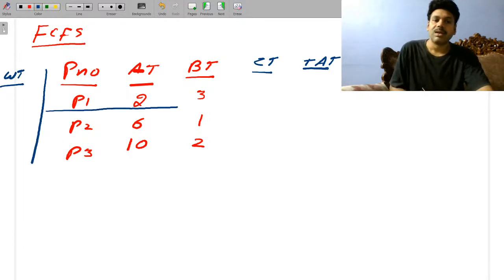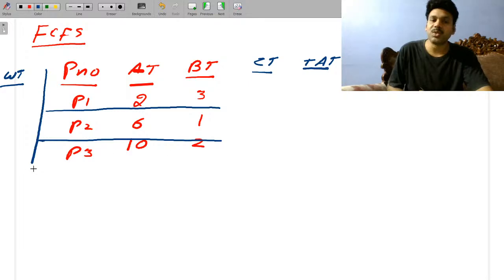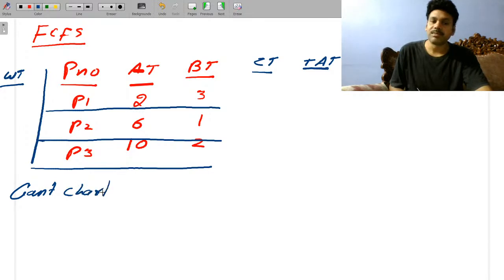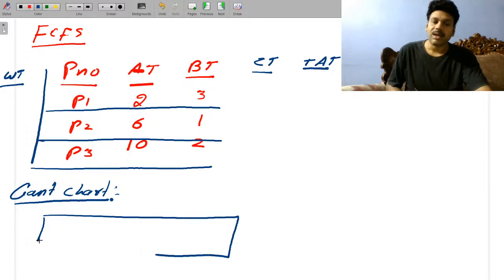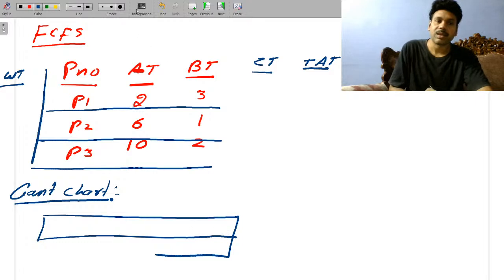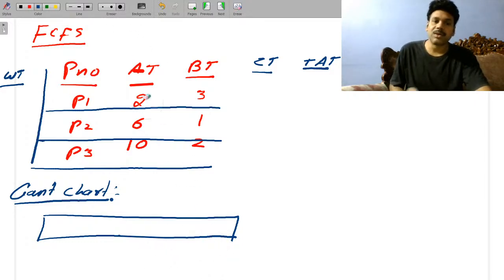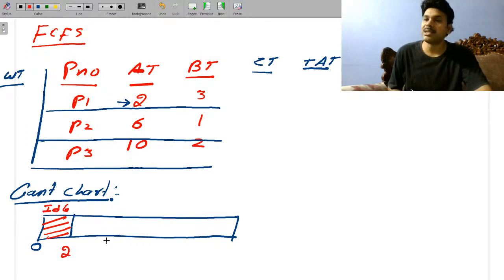Now you see, this is a bit more confusing than the previous one. Those who are learning for the first time, please concentrate. I am writing the CPU chart now. The CPU chart is telling like this. There are 3 processes, P1, P2 and P3. At time 0, nobody is there. Please observe, the process begins at time 2. At time 0, nobody is there, so the CPU is idle, because from 0 to 2 nobody has arrived in the ready queue.